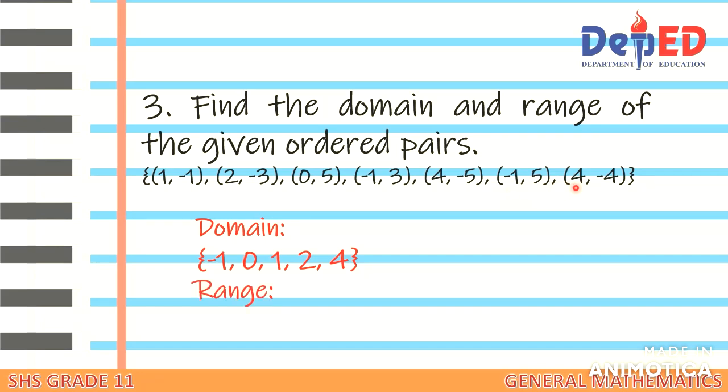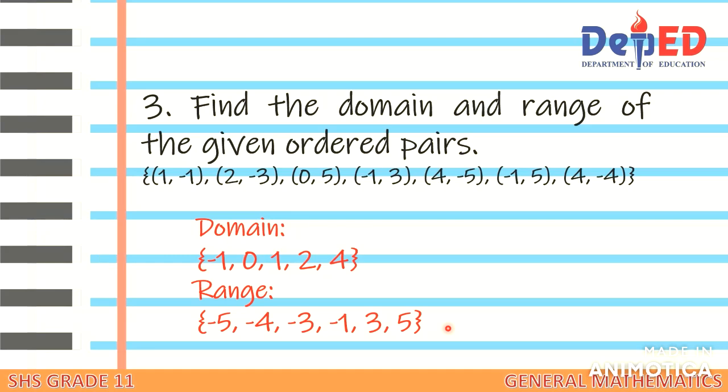Second one is the range. Now let's check the second coordinates, which are -1, -3, 5, 3, -5, 5, and -4. So as you can see, the numbers here are already arranged in a number line.